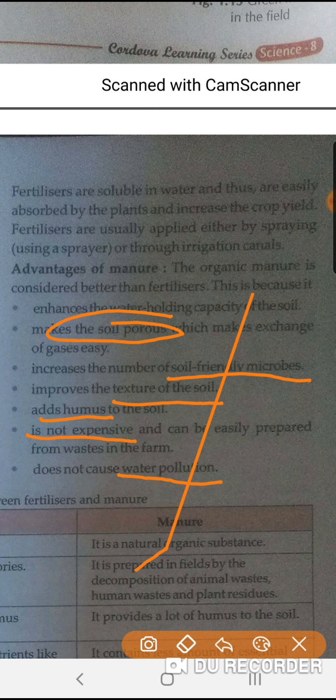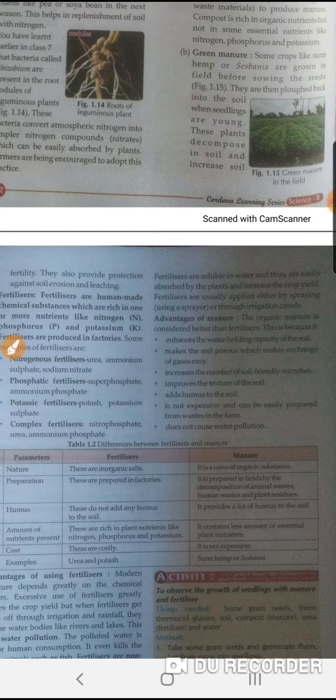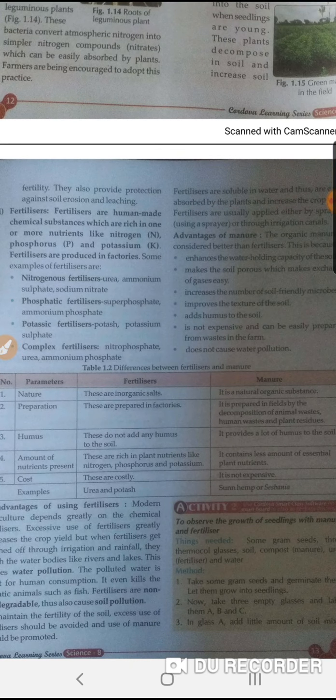Now the question that is very important is the difference between fertilizers and manure. First, on the basis of their nature, we can see fertilizers are inorganic or they are chemicals. On the other hand, manure is organic compounds. Then preparation: fertilizers are prepared in factories, and manures are produced by animal or plant waste. Then humus: fertilizers do not add any type of humus, while manure adds humus.